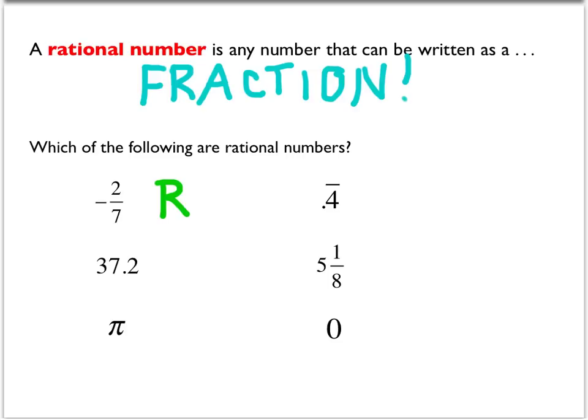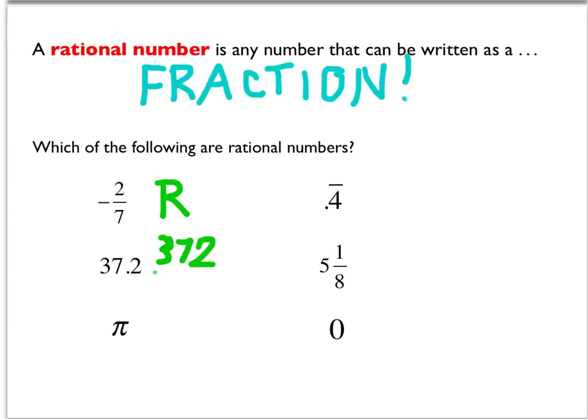37.2, what about that? Well, that may not look like a fraction right at the moment, but can I write it as a fraction? The answer is yes. If I write this as the fraction 372 over 100, then that fits the bill. So not usual method of looking at rational numbers, but it is considered rational. Pi, that's a number you know from mathematics. That is actually not a rational number. You cannot exactly equal the number pi by writing it as a fraction.